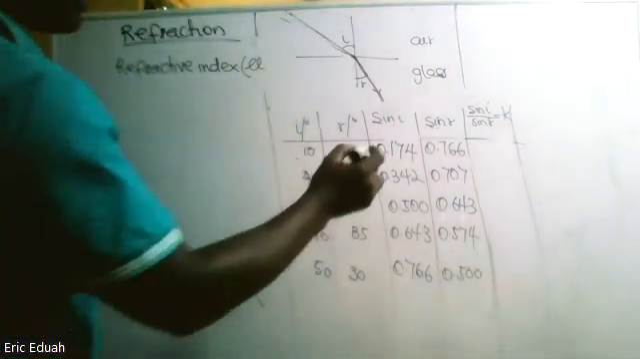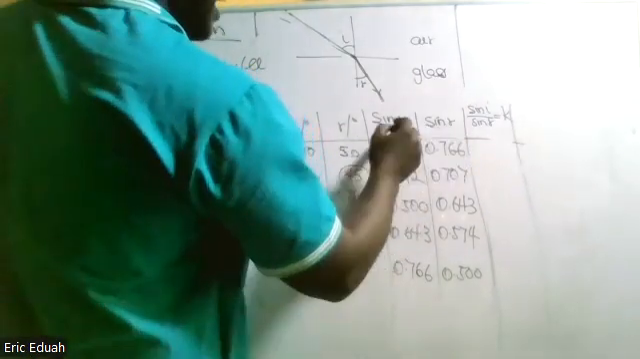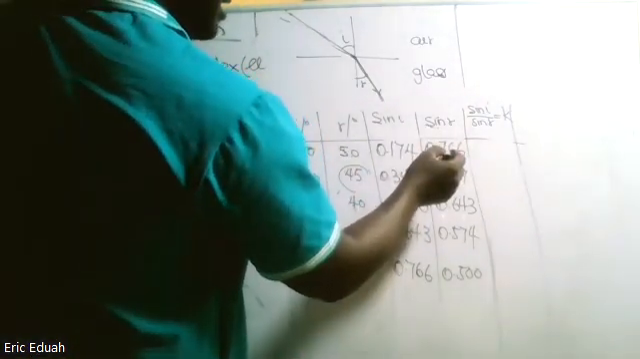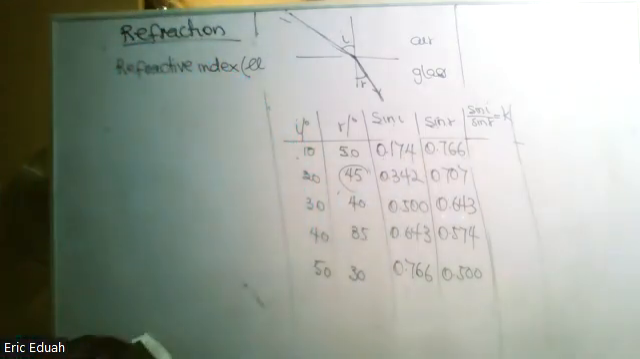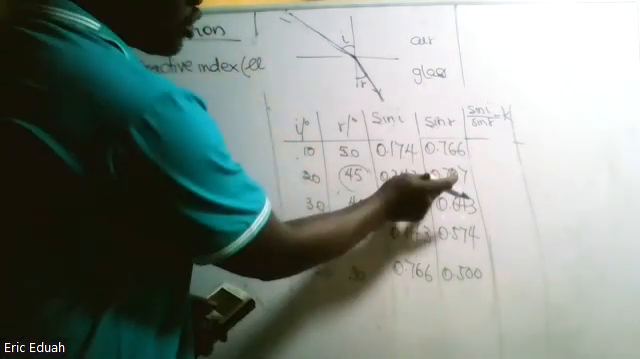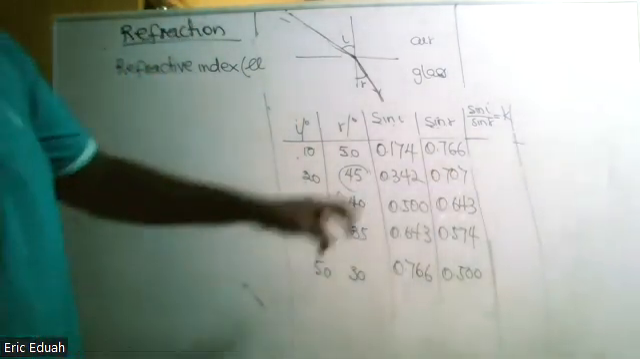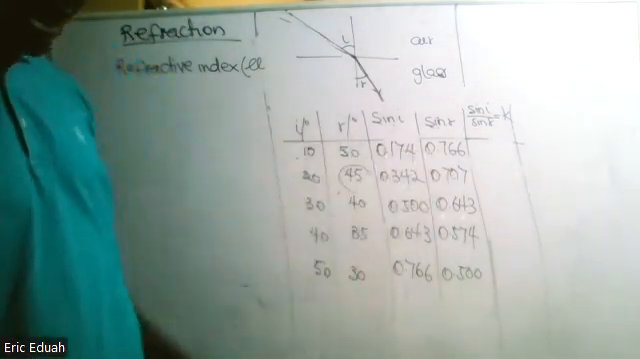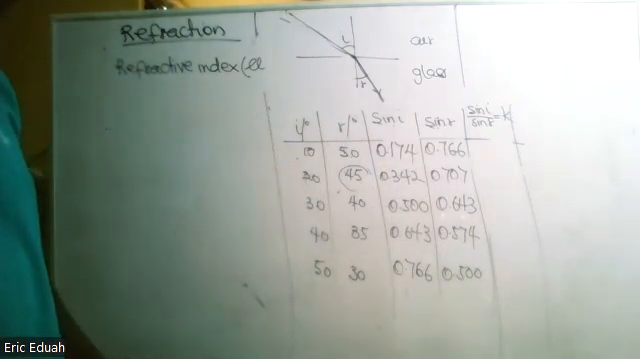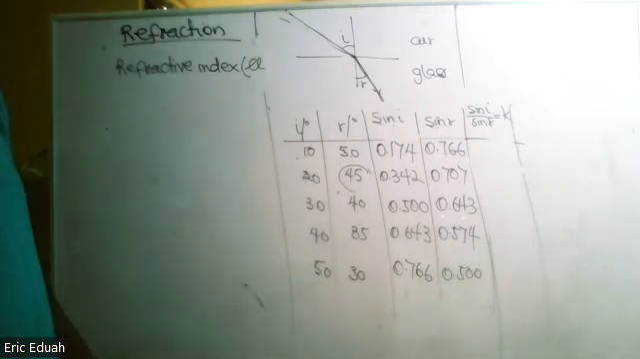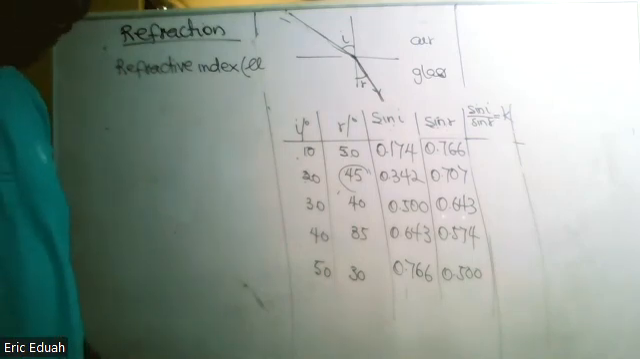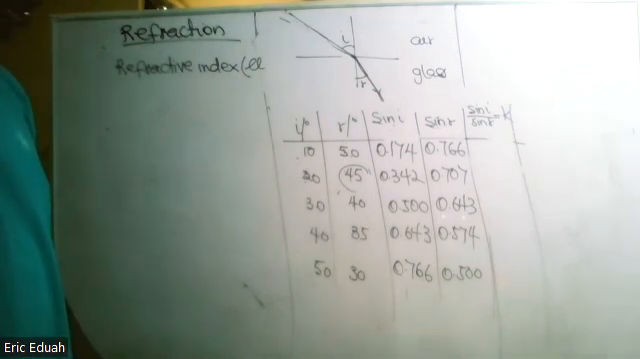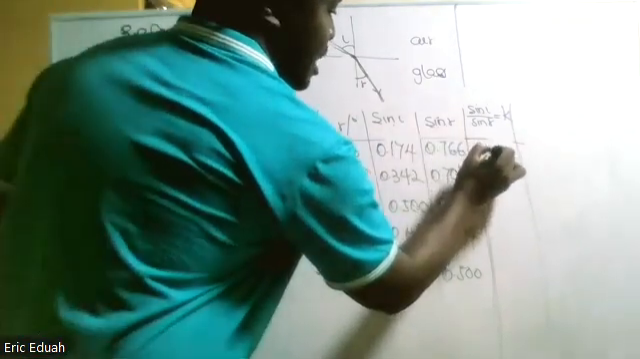Okay, so let's divide sine I by sine R. Take 0.174, somebody should also pick the other one, and divide by this. Let's see what it will give us. This is giving me somewhere around 0.2227. Is that what you got?